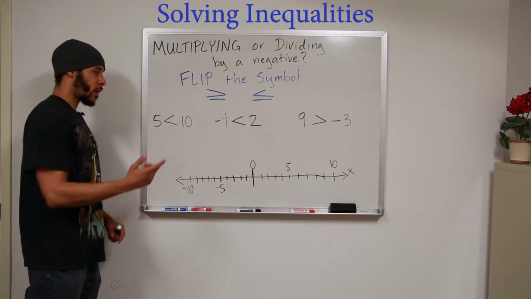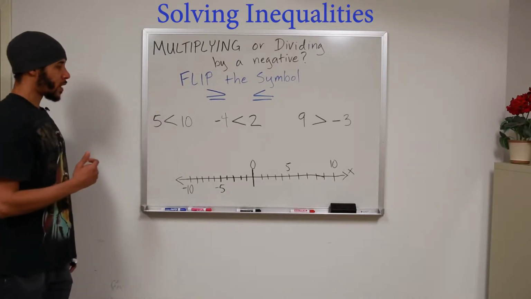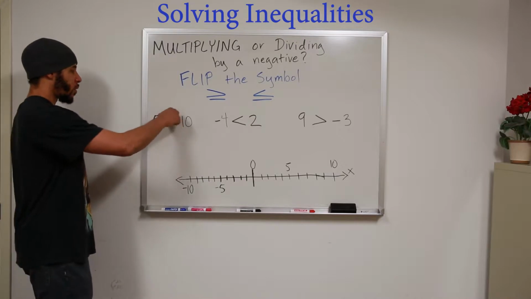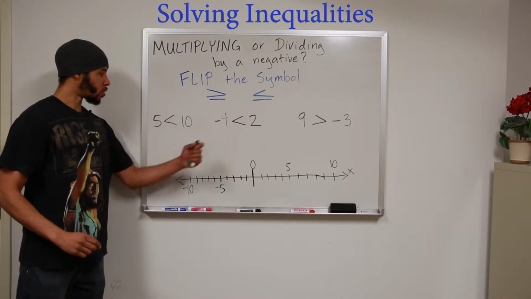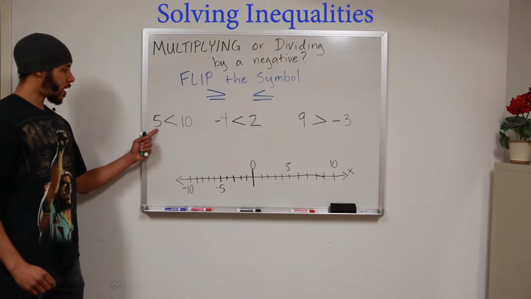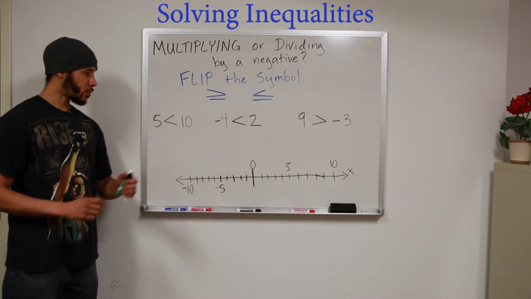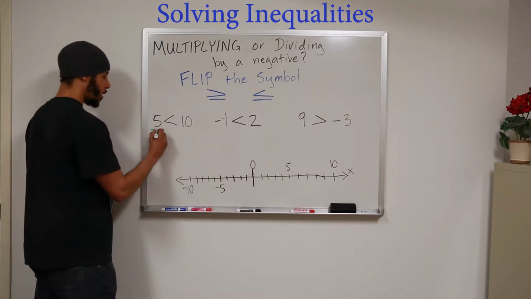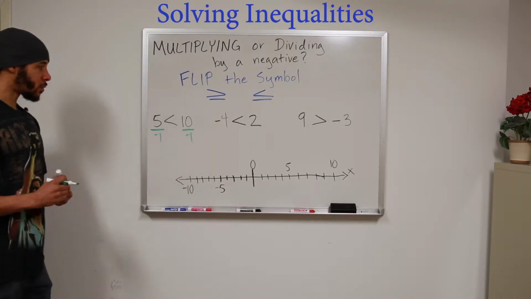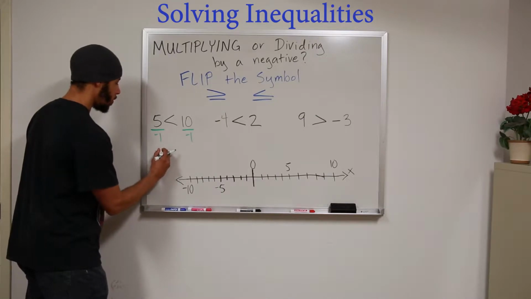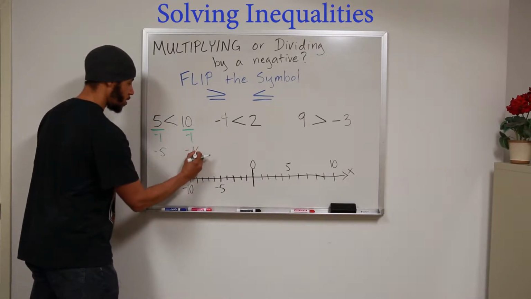Whenever we multiply or divide both sides of an inequality symbol by a negative value, we have to change the direction of our inequality symbol because the direction and orientation of the whole statement changes. Here we have 5 is less than 10, true statement. If I divide both sides by -1, I'm going to divide all of these by -1 to show the most basic example. I now have a -5 and a -10.